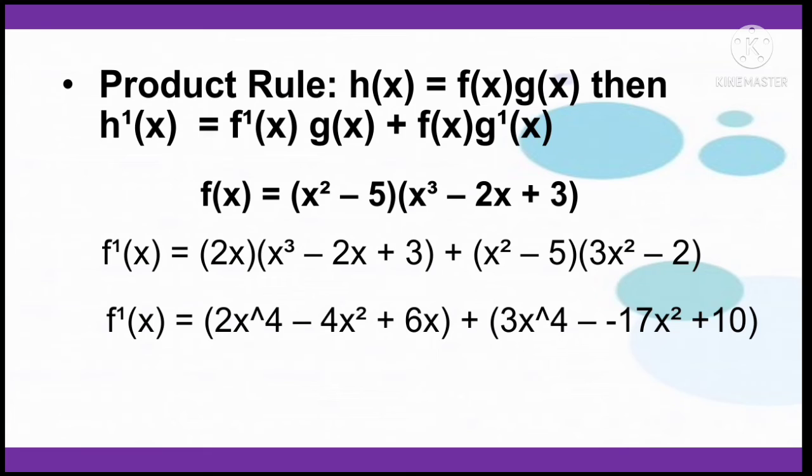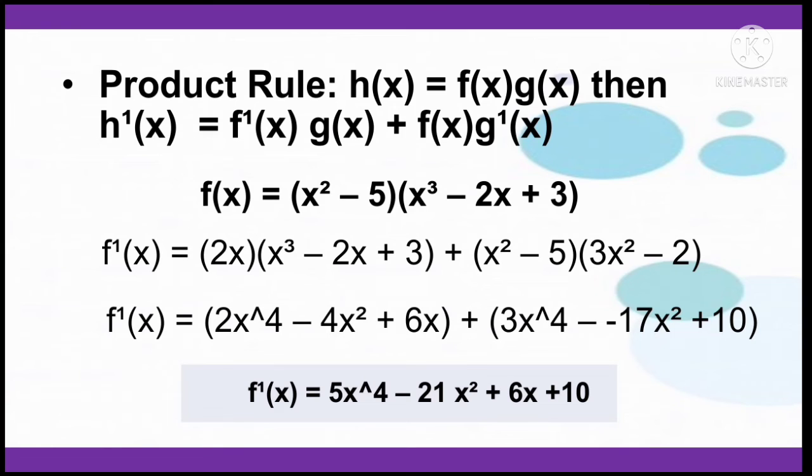2x raised to the power of 4 minus 4x squared plus 6x plus 3x to the 4 minus negative 17, or plus 17x squared plus 10. So we came up with f prime of x is equal to 5x raised to 4 minus 21x squared plus 6x plus 10.